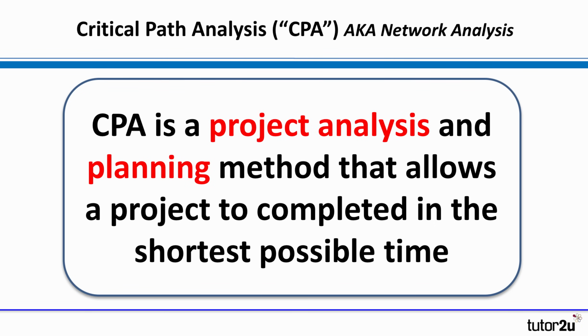CPA or network analysis is actually a fairly widely used method in business to help analyse and plan projects, particularly those which are complex and where there are lots of activities that are dependent on preceding activities. The aim of CPA is to try and identify the longest path of a project, which actually enables you to work out the shortest time a project can be completed. That might sound a bit odd, but hopefully we'll explain how that works in this short video.